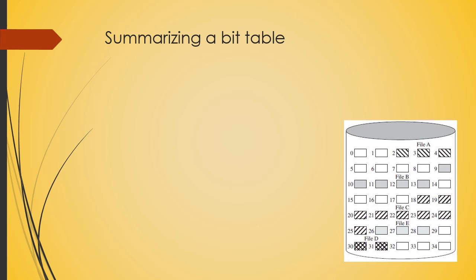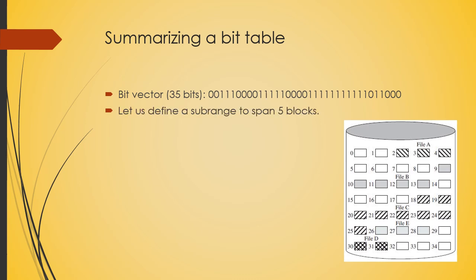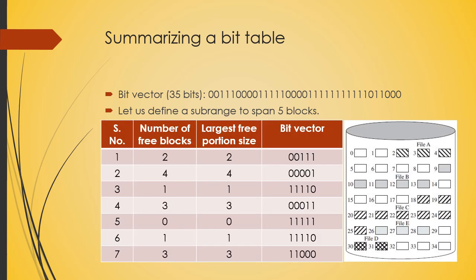Summarizing a bit table. For the picture that I have showed you earlier, the bit vector of 35 bits is this. Let us define a subrange to span 5 blocks. Look at this summary table. For each subrange, we identify the number of free blocks, the largest free portion size, and the bit vector. So if a file needs a portion of 3 blocks, it is useless to scan the first subrange.